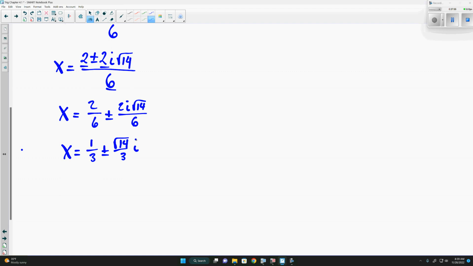So we could leave it as is here. Now, the denominators are still the same, yes? So the other way we could look at this is 1 plus or minus i square root of 14 over 3. Because we could have factored the 2 out of the top, simplified the 2 with the 6, and got this here. Questions on any of this here? Questions on anything we've done so far?